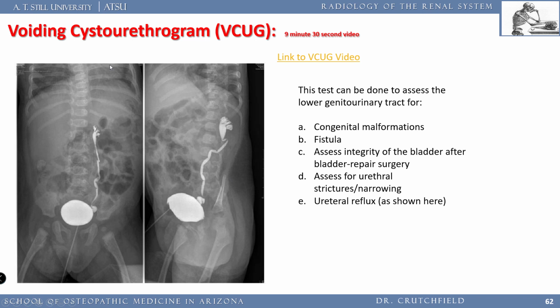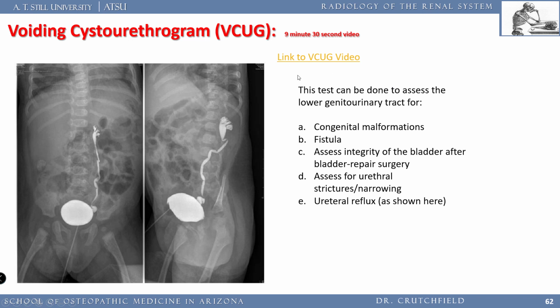So a voiding cystourethrogram, same thing. We put in a little catheter up to the bladder, fill the bladder, inject contrast, and then we ask the patient to go pee. Then we take x-rays after they're done to see how much empties out. You want to look at one being done, there's a link there. Okay, go take a look.